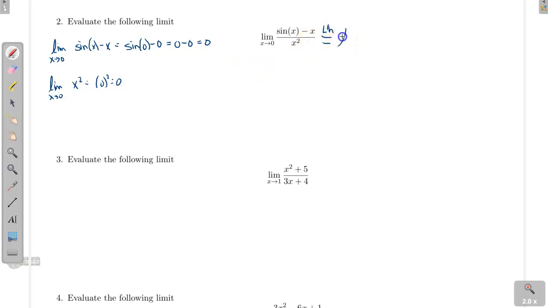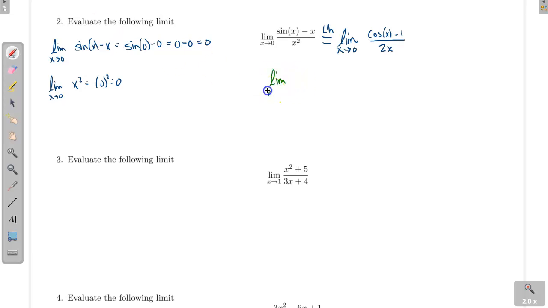Again, L'Hopital's rule says I keep the limit the same, but now I'm going to take the derivative of the top, which is cosine of x minus 1, over the derivative of the bottom, which is 2x. And now I just retry to do this limit. Put in 0. Cosine of 0 is 1. I actually get 0 on the top and 0 on the bottom again. So now I'm going to have to do L'Hopital's rule again.